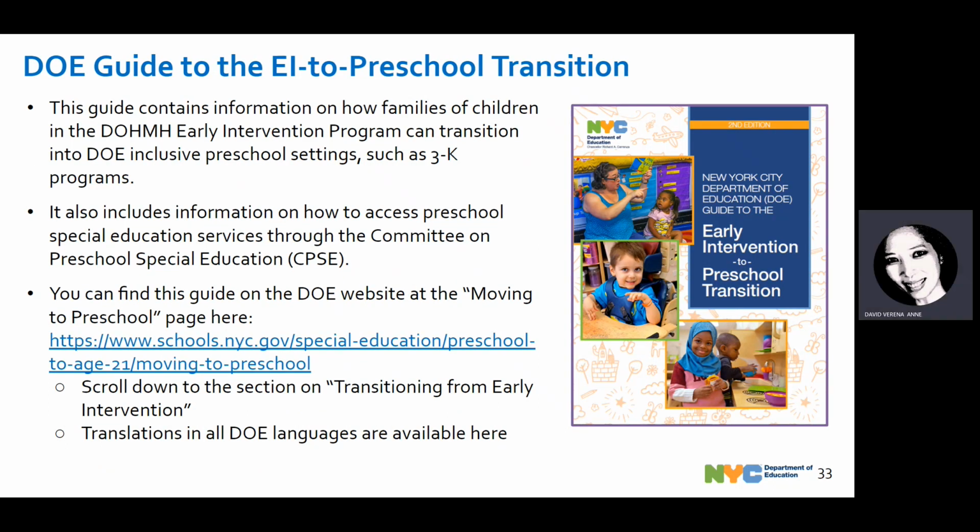The EI transition team also created a great resource, the second edition of the DOE Guide to the EI to Preschool Transition. This guide contains information about inclusive preschool options, including 3K and pre-K, as well as information on the transition process to CPSE. For future reference, you can find this guide on the DOE website on the Moving to Preschool page. You can scroll down to the section on transitioning from early intervention, and translations in all DOE languages are available here.